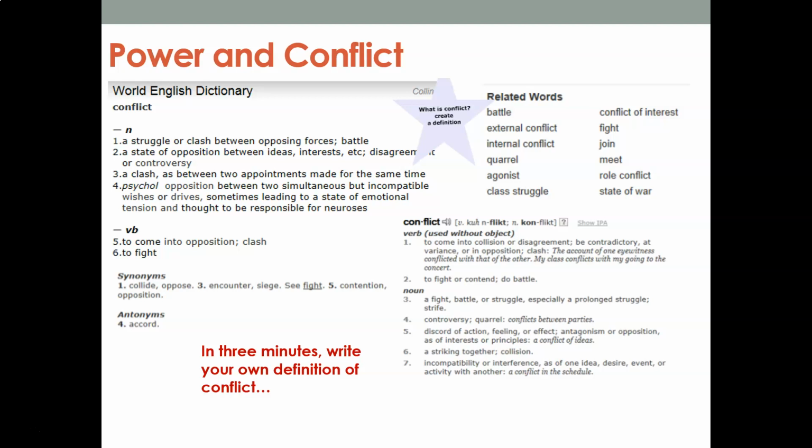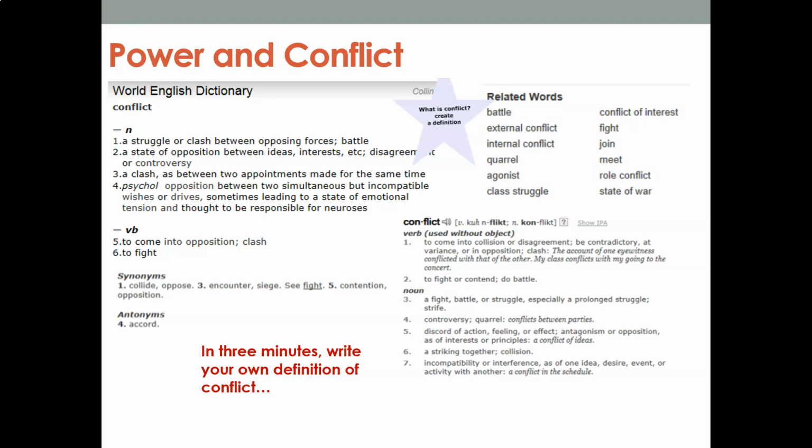So, for example, in Kamikaze, it's not so much a battle between the Japanese pilot and the opposing forces, is it? It's a conflict within himself. He has this conflict, this clash of ideas, because he doesn't agree with what he's being asked to do. So a conflict can also mean a clash. Okay, now this is the psychological definition of conflict. Okay, a little bit wordy, but quite interesting for us. The opposition between two simultaneous but incompatible wishes or drives, something leading to a state of emotional tension.